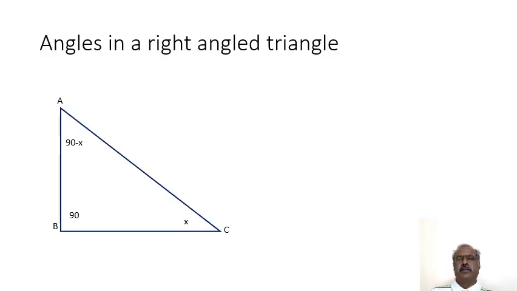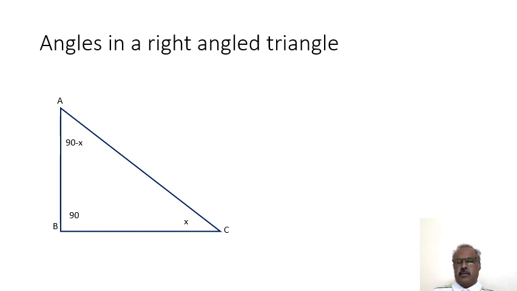Let us look at the angles in a right angle triangle. Suppose one angle is x, which is different from the 90 degrees, that is the right angle. Then the other angle would be 90 minus x, because the sum of all internal angles of a triangle is 180. This follows.